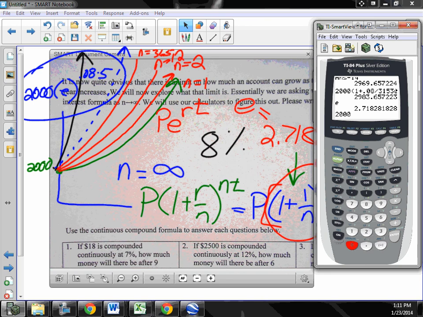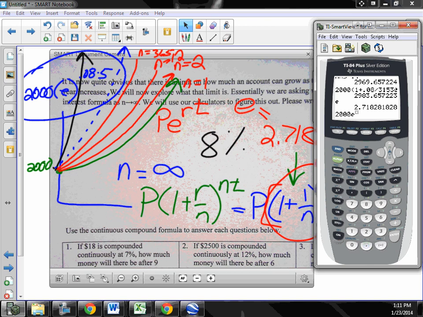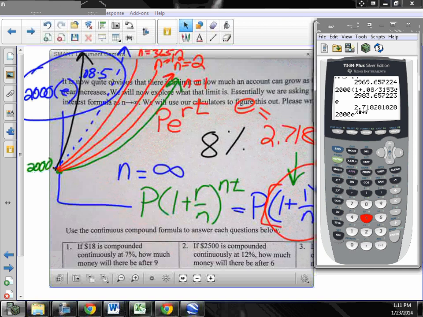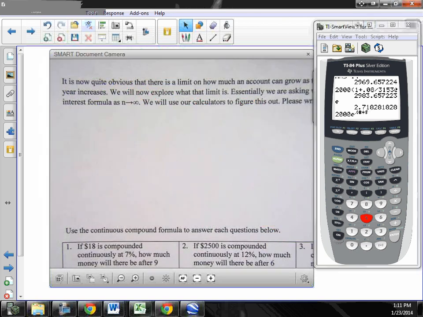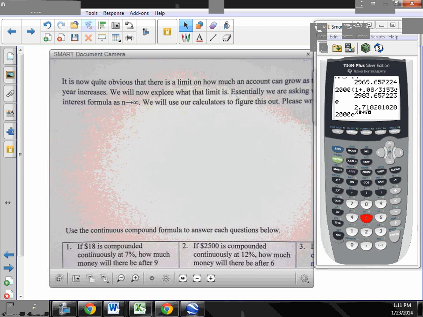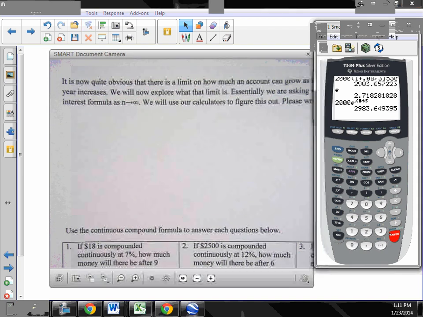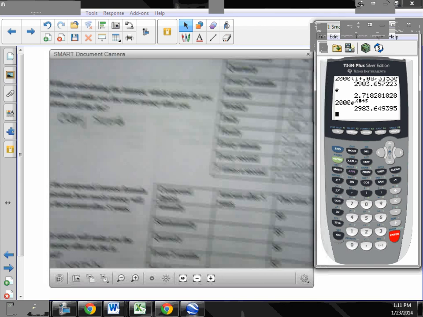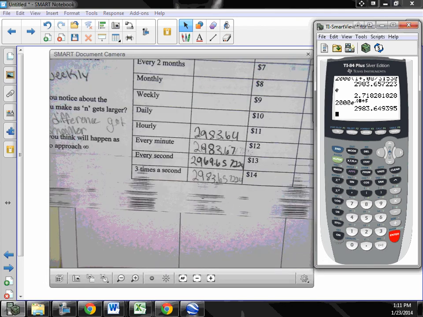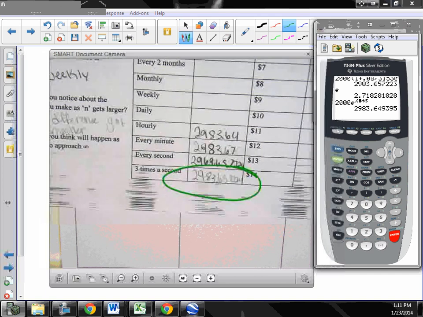So 2,000 e raised to the 0.08 times 5. So let me kill this and steal somebody's paper. It's still yours. And hit enter. What do you notice? Anybody confused? It's smaller. Why is the number on my calculator smaller than that number?